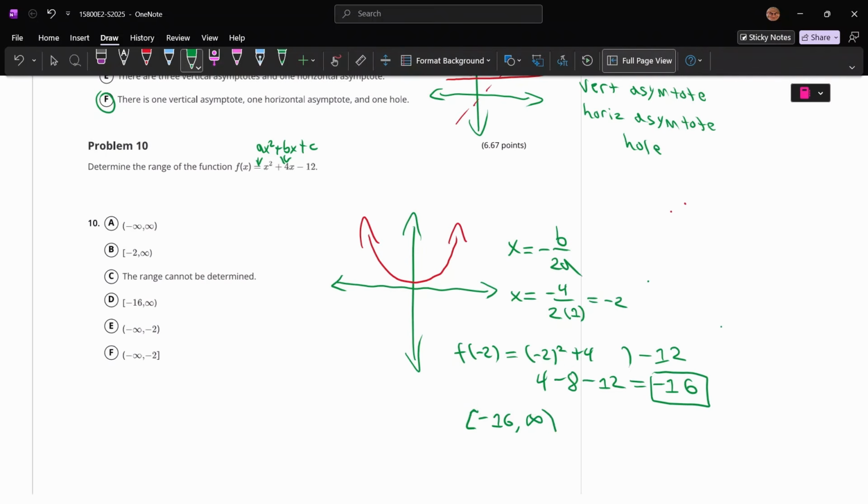negative 16 to infinity. Now, being more precise with this graph, it's going to look something like this going down here, where the vertex is at y equal to negative 16. So the answer to this question would be D.